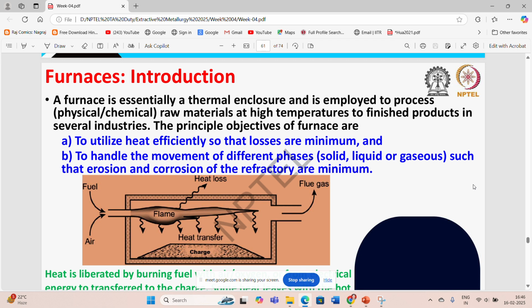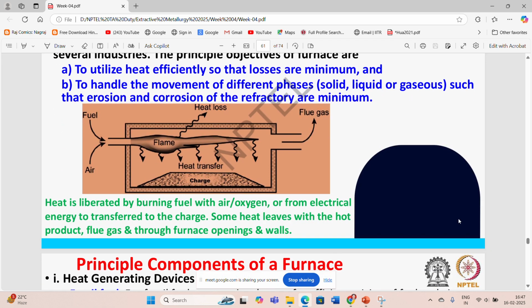Like we can talk about the heat treatment industry, we can talk about casting, we can talk about welding. The principal objectives of furnaces are to utilize heat efficiently so that losses are minimum, and to handle the movement of different phases like solid, liquid or gaseous such that erosion and corrosion of the refractories are minimum. So why do we need these refractories? Because we are talking about a temperature range of around 1000 to 2000 degrees Celsius.